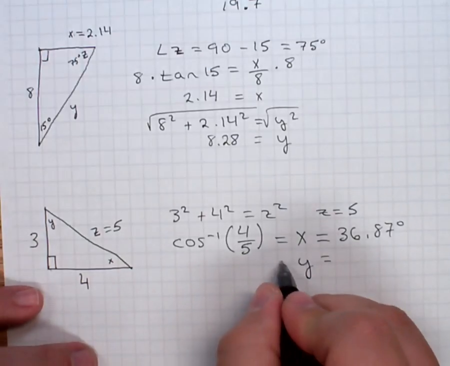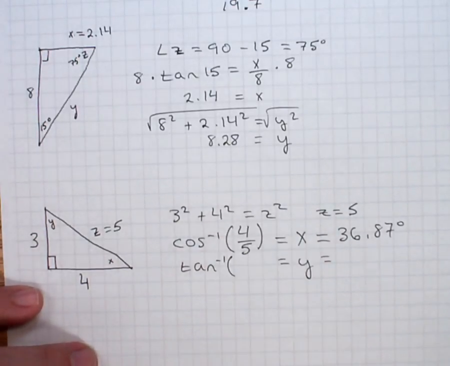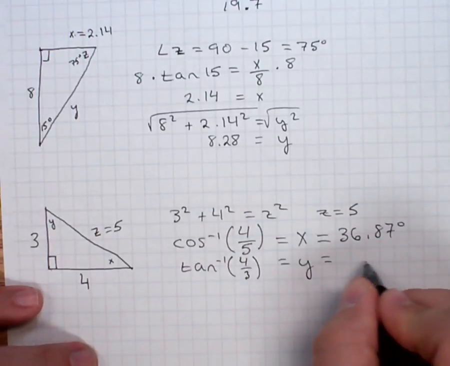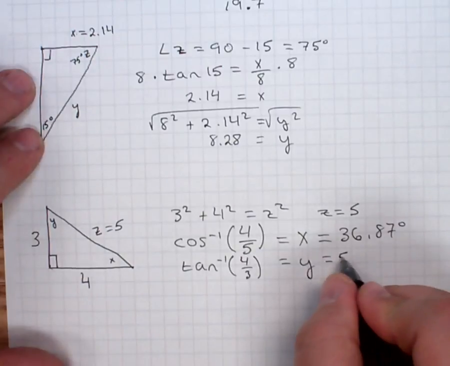Okay, we could use tangent. We could do it mentally. We could use tangent, whatever. So if I want to do the tangent of y, what's the ratio going to be? 4 over 3. And that degree measure? 53.13.